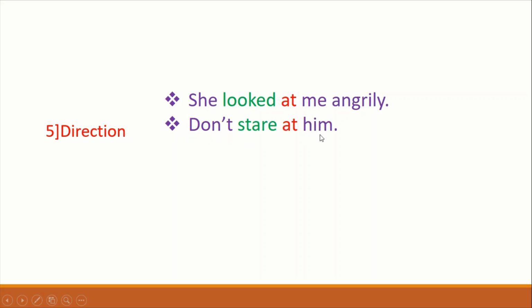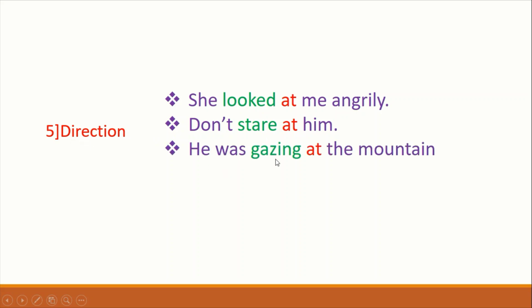Don't stare at him. At is a preposition. Don't stare at him means don't stare towards him. The word stare indicates direction. He was gazing at the mountain. At is a preposition. He was gazing at the mountain means he was gazing towards the mountain. The word gazing indicates direction.